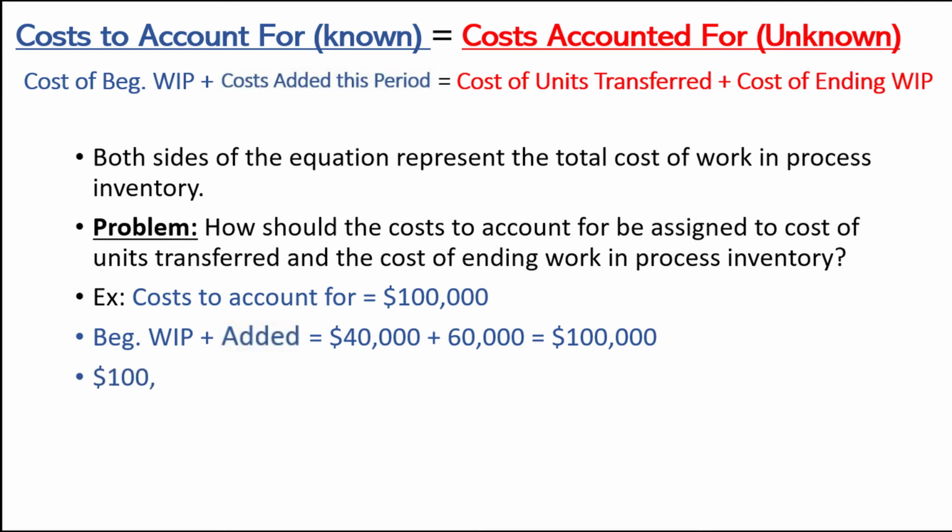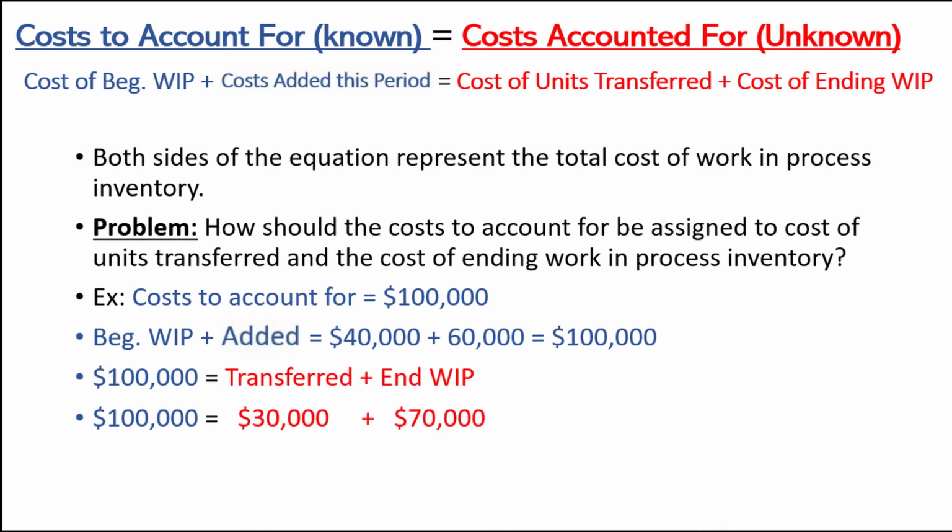We know that the cost accounted for, the right-hand side of the equation, must add up to the $100,000. But how that $100,000 is split between the units transferred and the units in ending work in process inventory is unknown. Should it be $30,000, $70,000? Or maybe $90,000, $10,000? Or split evenly at $50,000, $50,000?